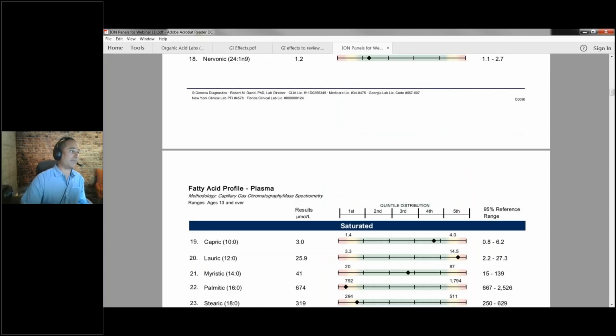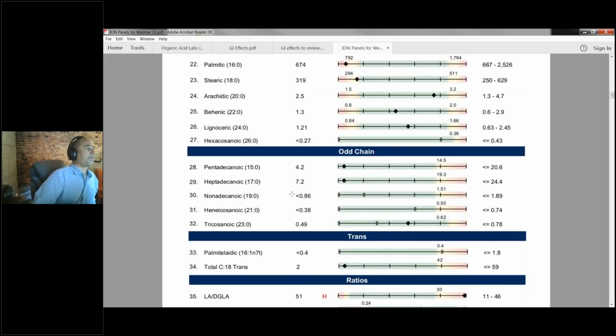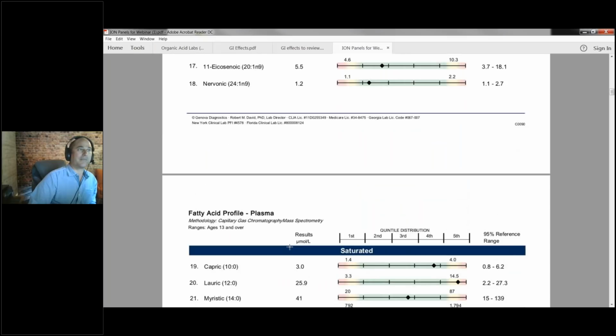And in some future classes, we're going to get into this stuff too, okay? Yeah, and we cover all this stuff in various ways in the class. We're doing more and more ion panels now as we get more into it, okay?